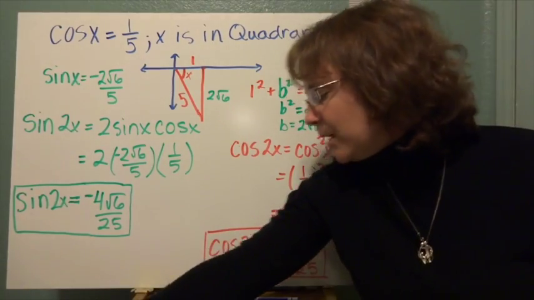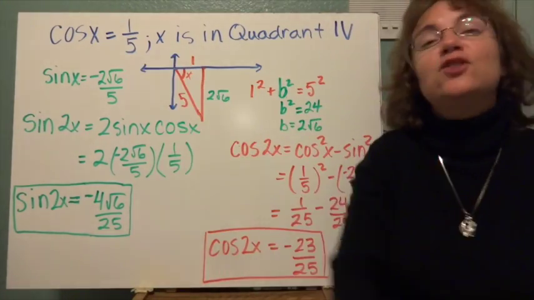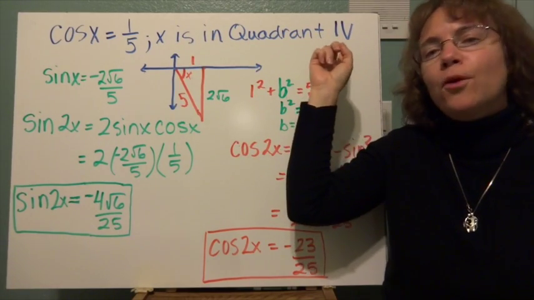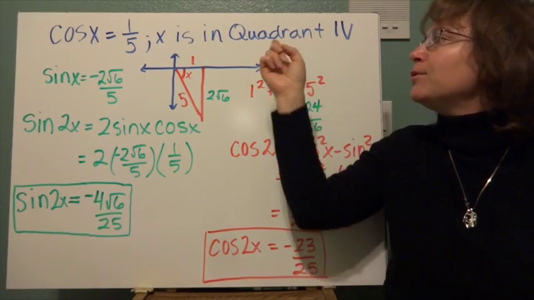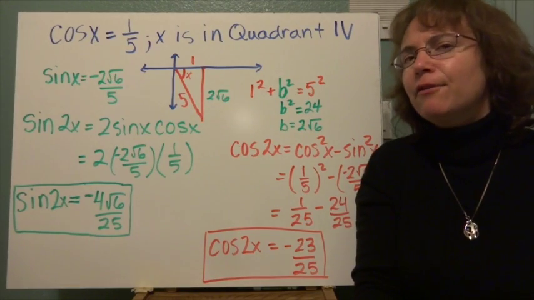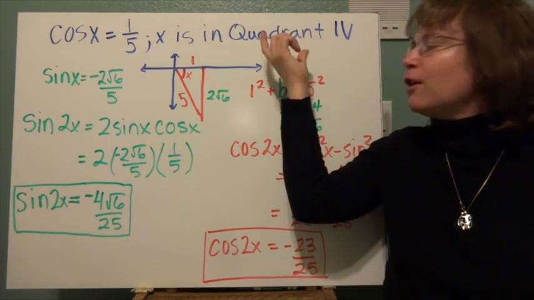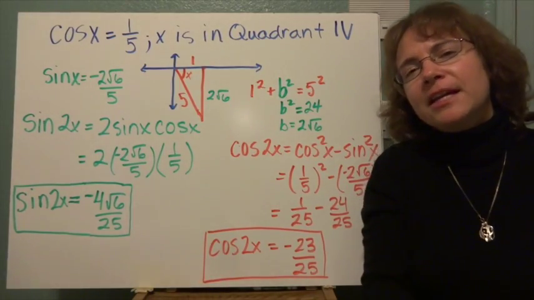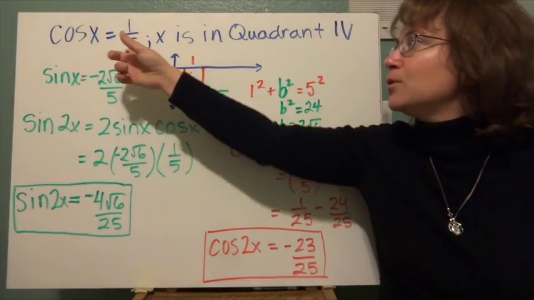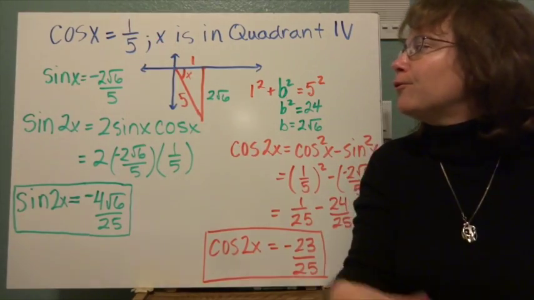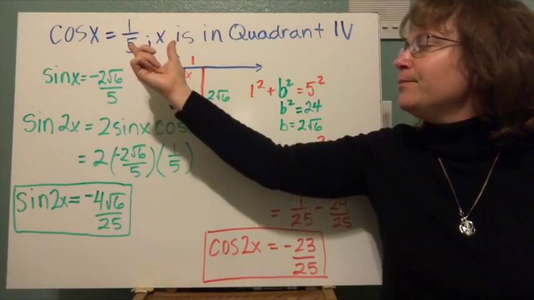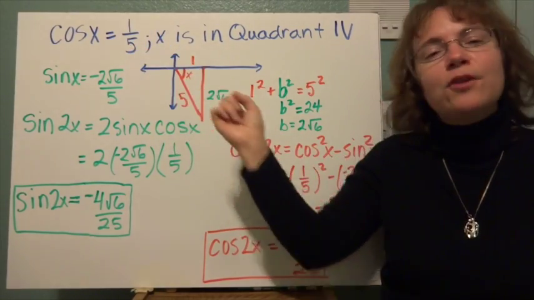So let's say we know that cosine of x is 1/5, and we know x is in quadrant 4. So this quadrant 4 is going to tell us the sign of a few things. So we want to be careful with our sign, knowing that the cosine is in quadrant 4, because cosine has several places where it can be 1/5, but we know it's in quadrant 4. So when we draw this cosine, we're going to draw it in quadrant 4.